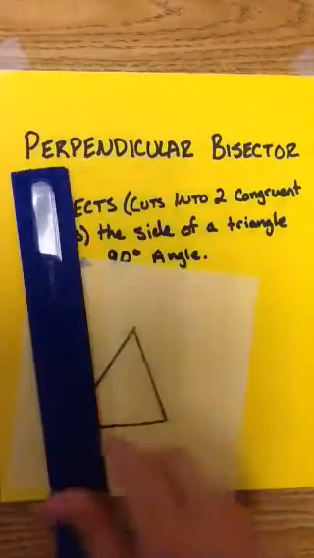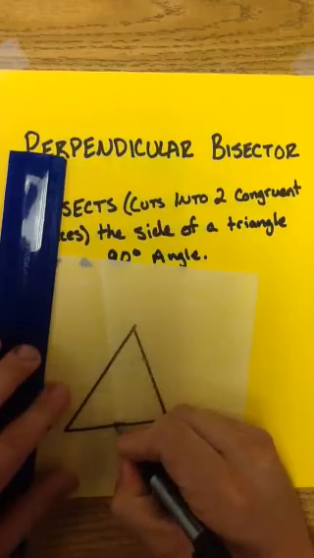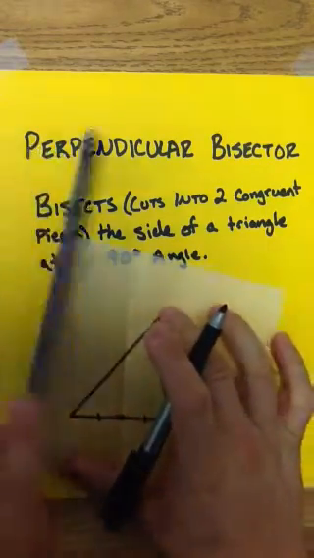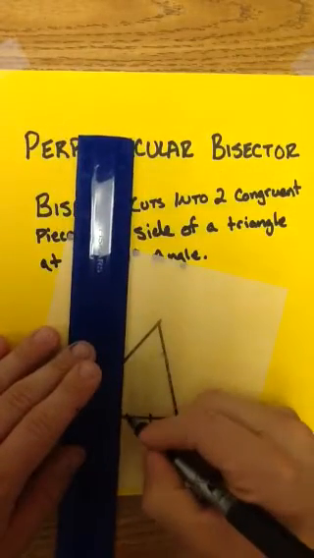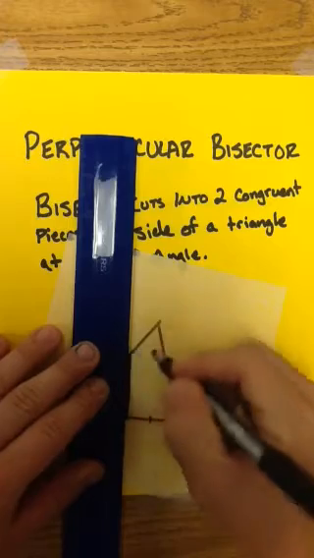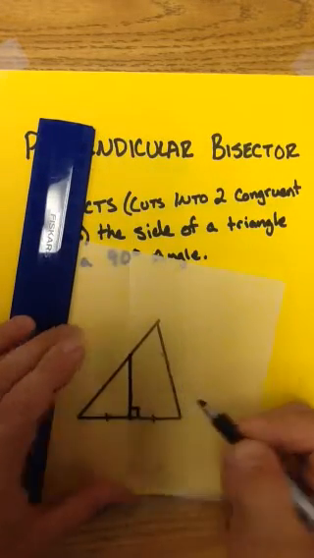So as I'm doing this, all I have to do is use that crease I created. I can mark this point as the midpoint, and then I need to draw my line just straight down that crease. That is a perpendicular bisector.